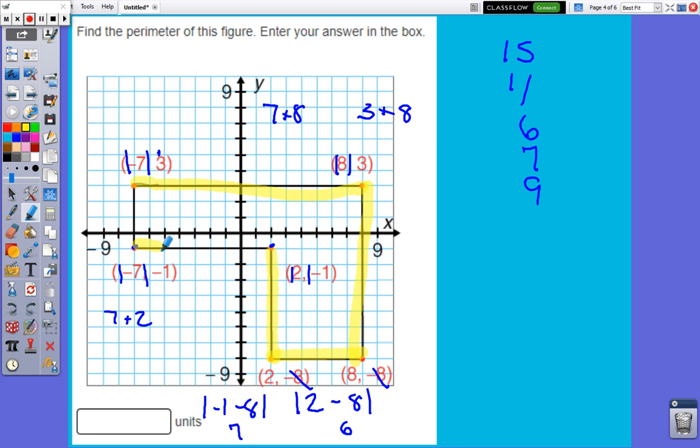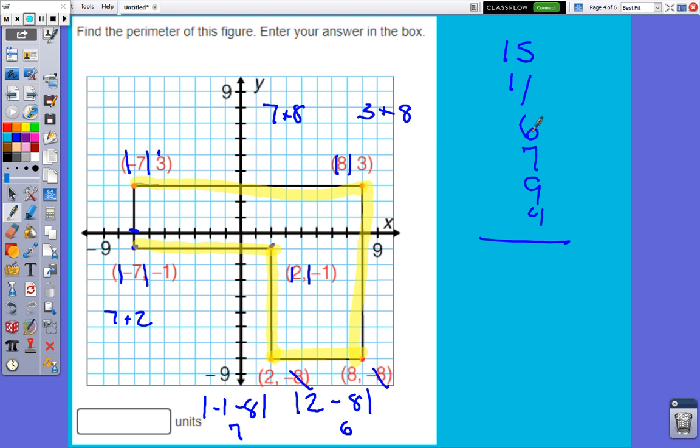Last side is right here. Negative 7, 3, negative 1. They are in different quadrants. Negative 1 is 1 away from 0, which is the x-axis. And 3 is 3 away from 0, which is also from the x-axis. So 3 plus 1 gives me 4.